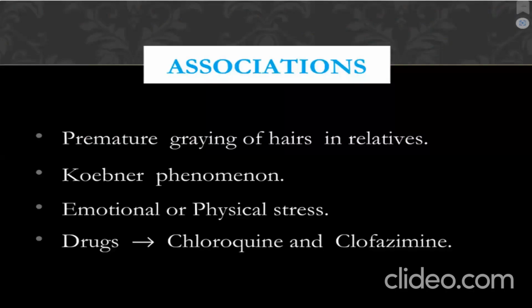It can be associated with premature graying of hair in relatives. There may be a history of Koebner's phenomenon. What is Koebner's phenomenon? It is a history of injury at the site of a patch, and that injury develops into the patch. So it is a positive Koebner phenomenon. There may be a history of emotional or physical stress, or drugs like chloroquine or clofazimine.